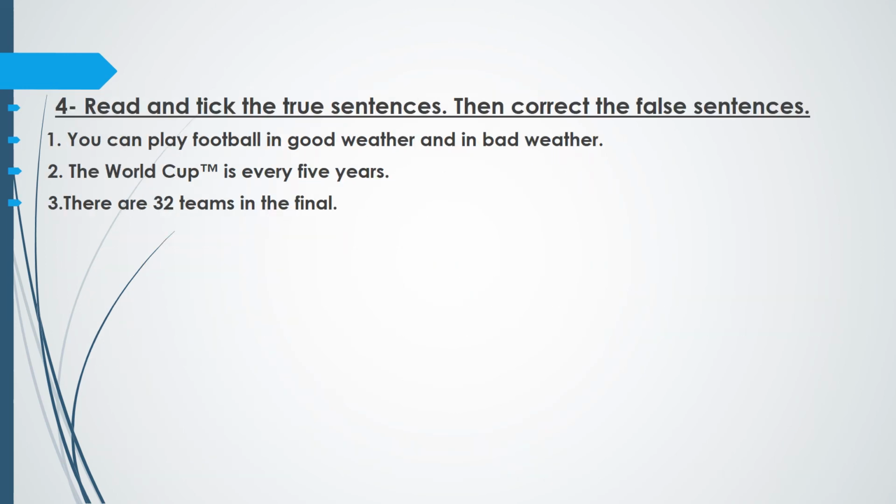Exercise 4. Read and tick the true sentences, then correct the false sentences. In this exercise, you have 3 sentences. You are going to read carefully and to tick the sentences by using true or false, and the false ones that you are going to correct them. I will give you 5 minutes to do this exercise.